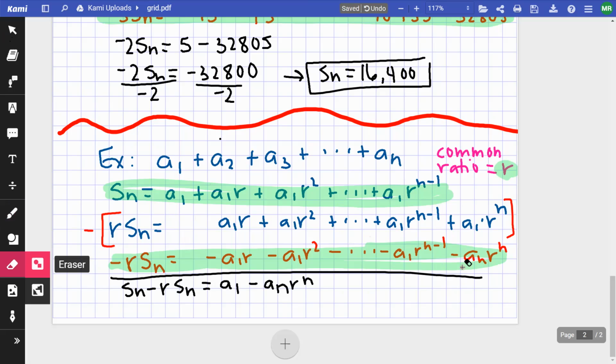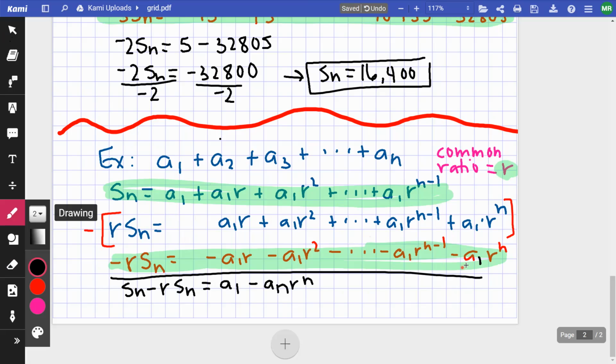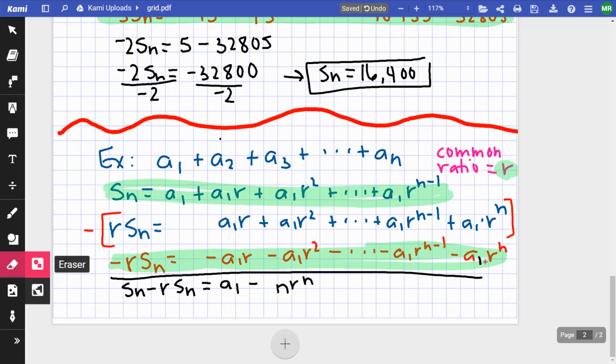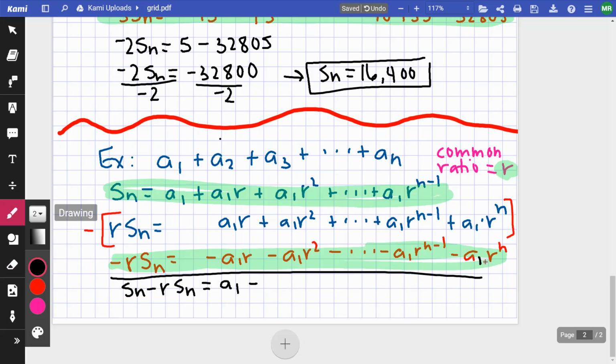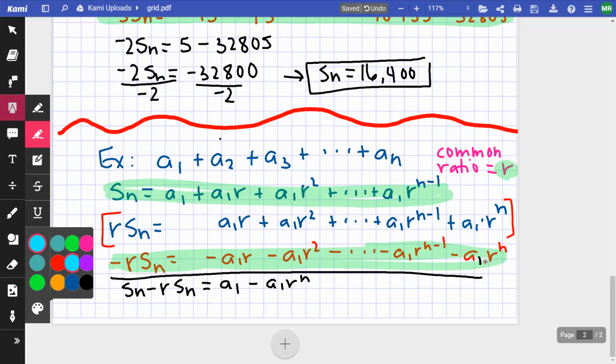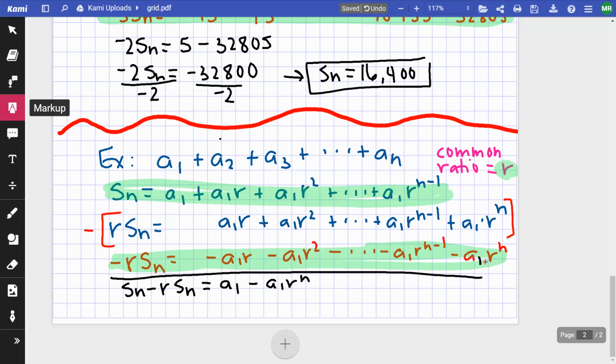And that should be an a sub 1. I apologize. It was this same one, just negative. So let me change this. Sorry, this is an a sub 1 r to the n. Now, what I notice is that I have an s sub n here and an s sub n here.